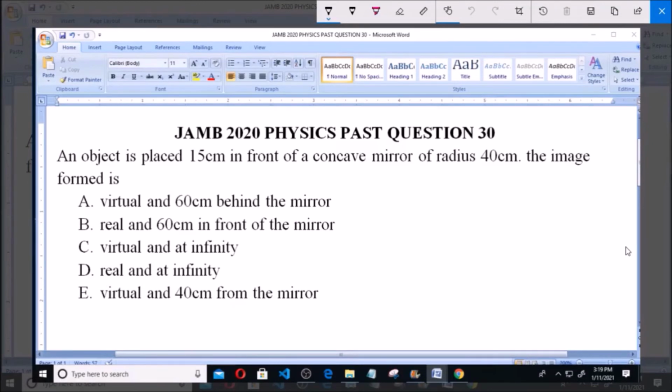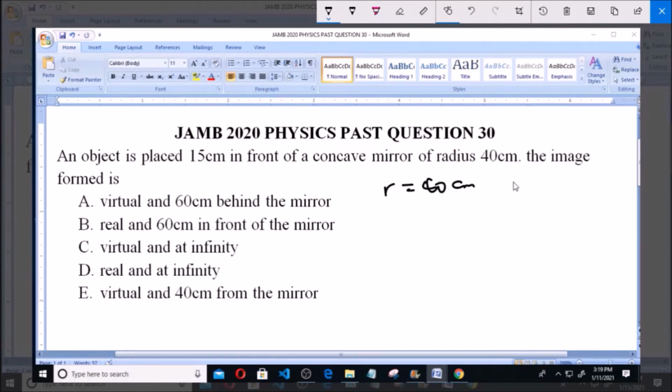I will be answering JAMB 2020 Physics Past Question 30. An object is placed 15 cm in front of a concave mirror of radius 40 cm. The image formed is... Now we want to know the characteristics of the image formed by a concave mirror, with the object placed 15 cm in front of this concave mirror. Now we are given the radius of curvature of this mirror to be 40 cm. So radius of curvature r is equal to 40 cm.